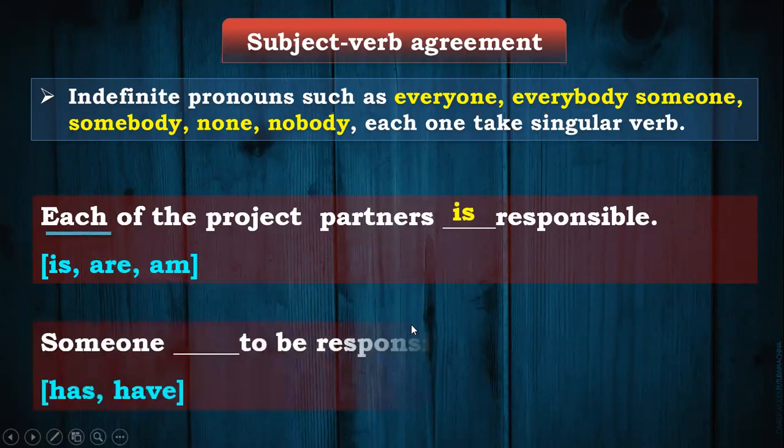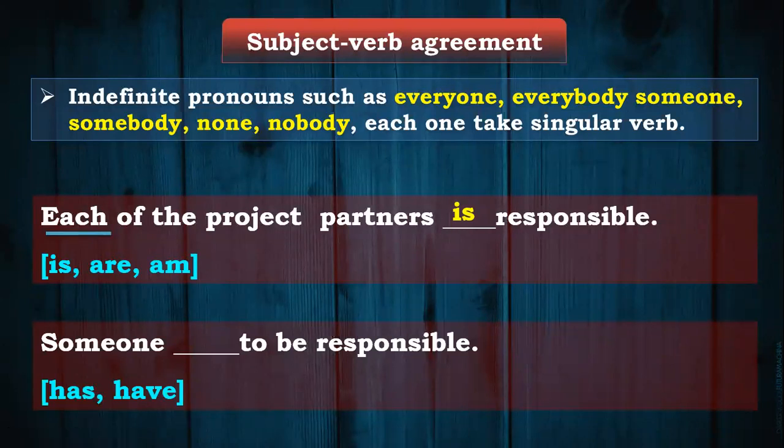Here we go with the next one. Someone dash to be responsible. Someone has to be responsible. Don't we say such things? Exactly. Someone has to be responsible. Isn't it easier and interesting to learn how to frame the sentences correctly? Well, that is subject verb agreement.